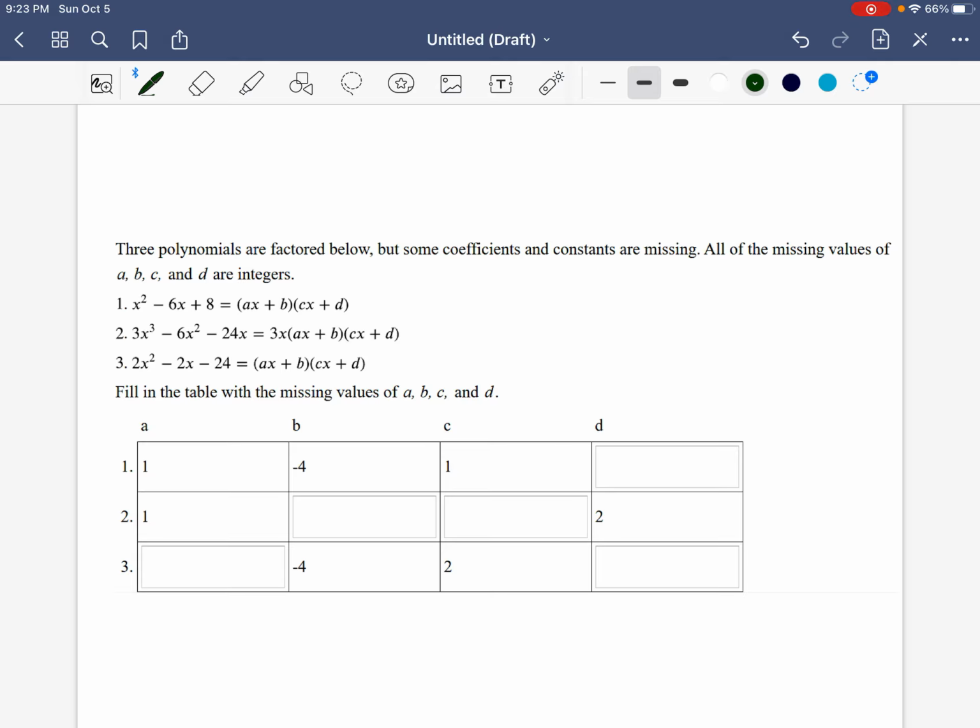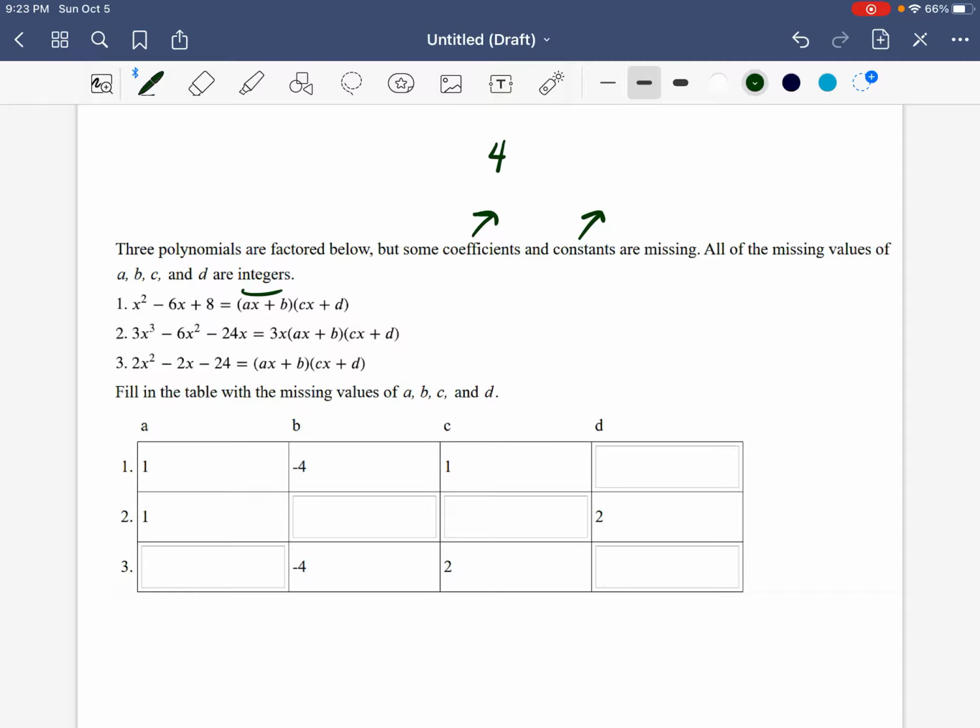All right, so let's go ahead and get started. It says 3 polynomials are factored below, but some coefficients and constants are missing. All of the missing values of A, B, C, and D are integers. So before we get started, let's just go ahead and talk about what coefficients are, what constants are, and what integers are, because it's important to understand that math language before we're able to solve a problem.